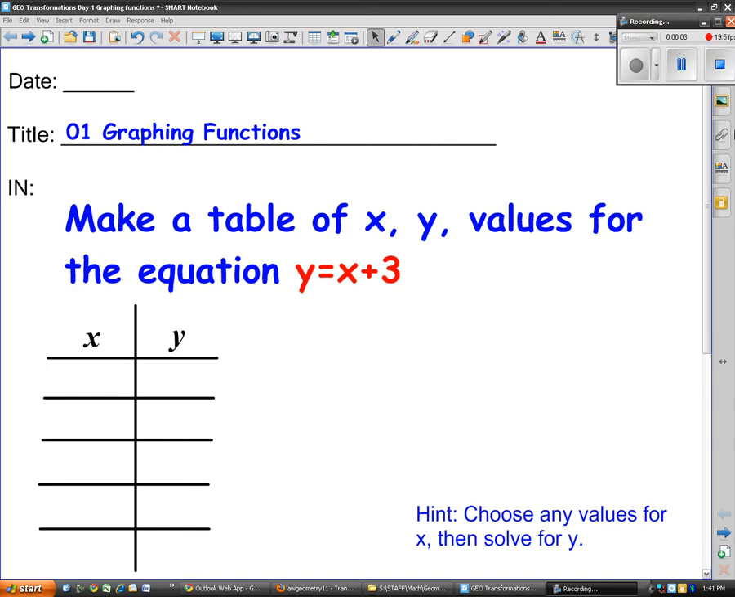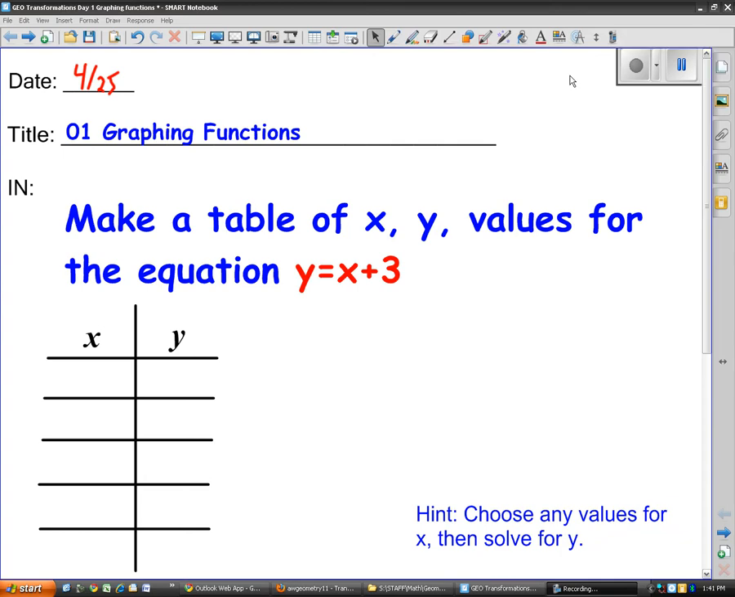This is our first lesson, kind of an Algebra 2 preview, and it is going to be basically transformations of graphing functions, and so we're going to talk about graphing functions today. This lesson needs to be watched before 4:25.